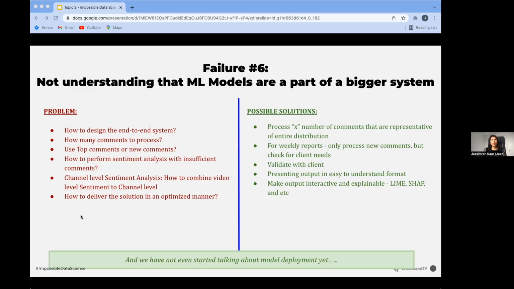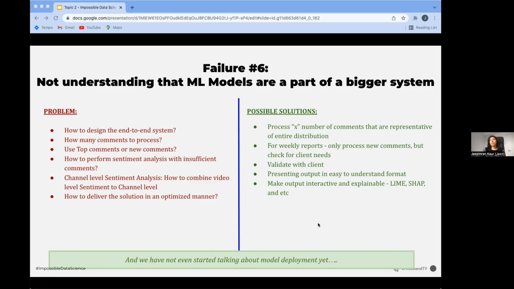And then should we use top comments or should we use the newest comments? They do make a lot of difference. Then what about the cases where there are just 15 comments? Does it even make sense to do sentiment analysis and give those numbers out there? Then there is how do we combine them at a channel level? So think about these as problems as well.